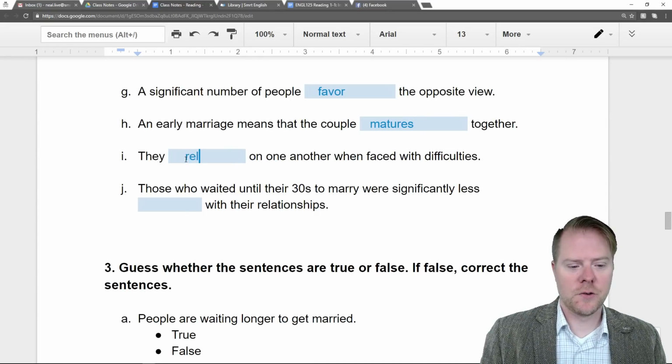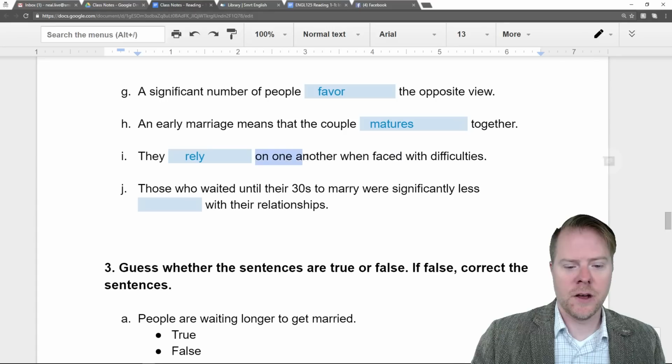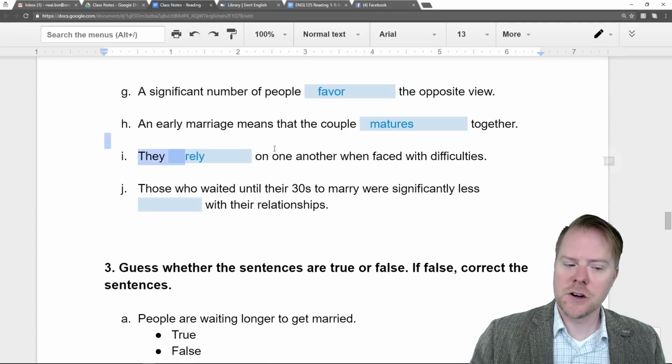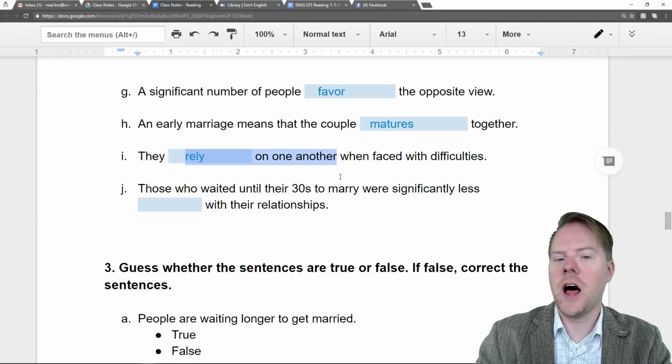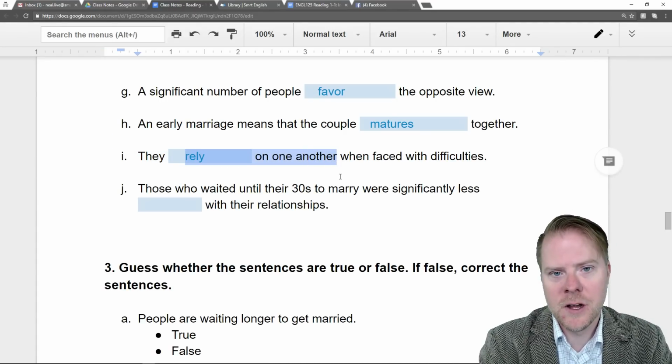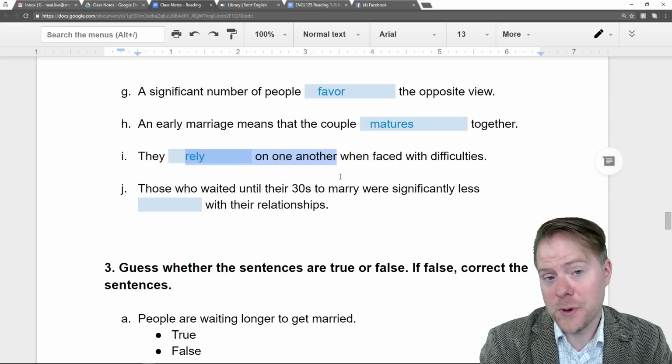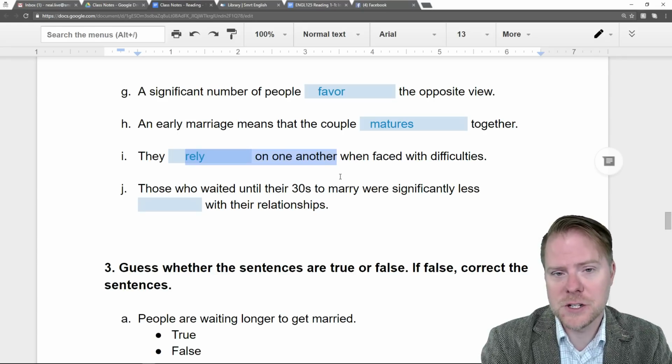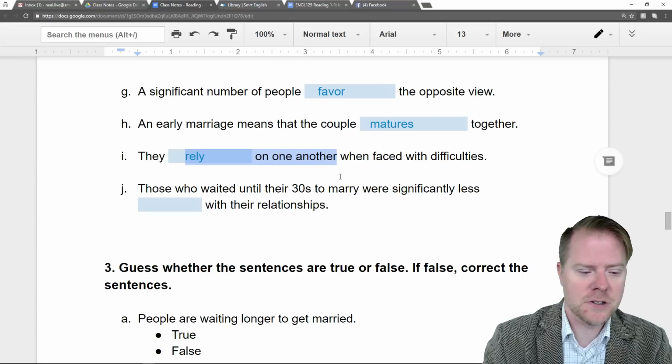Here, they rely on one another. And these are good words to put together. Rely on one another. They can trust and help one another. They can help each other when faced with difficulties.